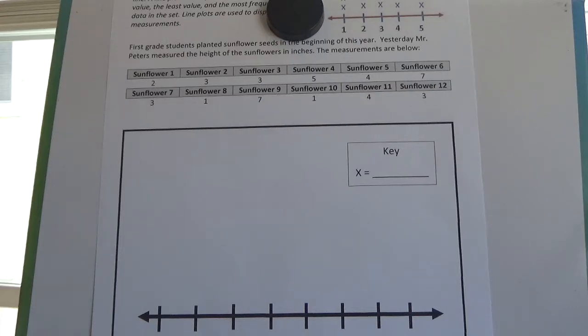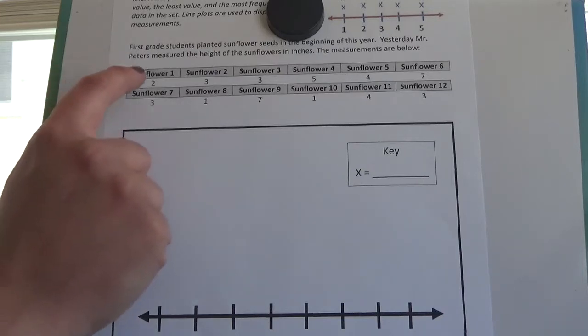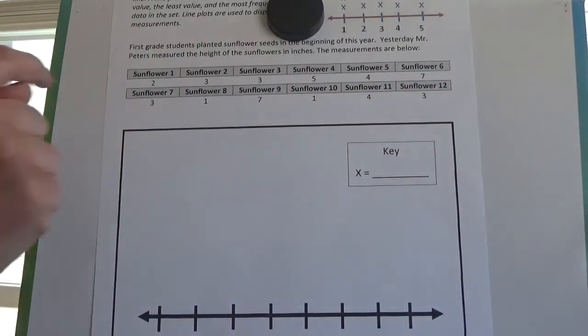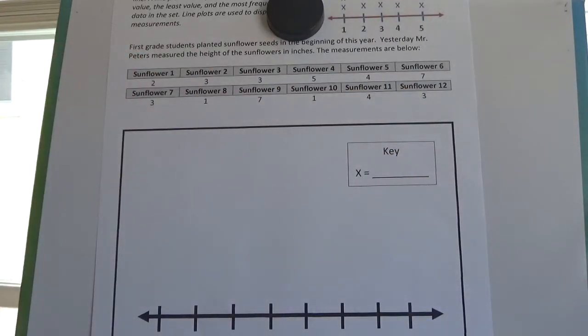Okay. So as you're continuing to work on that, I'm going to read today's problem. It says, first grade students planted sunflower seeds in the beginning of this year. Yesterday, Mr. Peters measured the height of the sunflowers in inches. The measurements are below. So we have a total of 12 sunflowers, and underneath each label is the measurement of that particular flower.